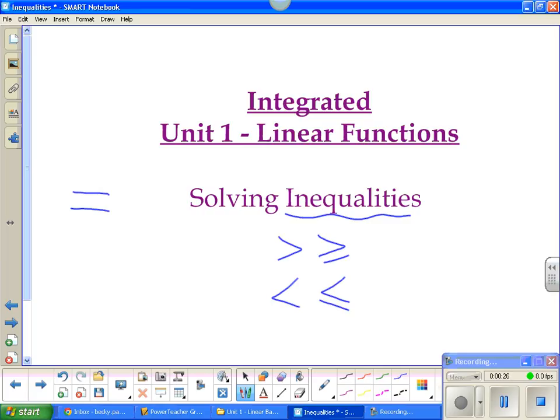When you multiply or divide both sides of the equation by a negative, you have got to flip the inequality. And we'll see some examples of that.